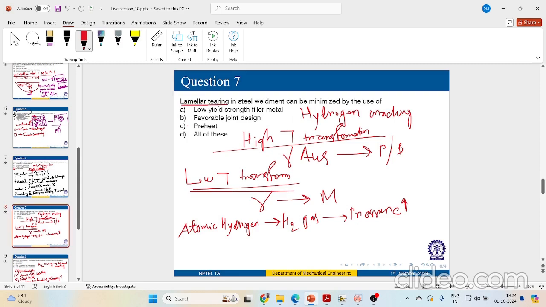Then I ask about lamellar tearing. Just now I talked about lamellar tearing in steel elements that can be minimized by favorable joint design, if you are designing the joint in such a way that the residual stress, the contraction, will be in the rolling direction rather than in the transverse direction. That will minimize your lamellar tearing. Along with that, preheat and low yield strength filler metal will also work in your favor to reduce the lamellar tearing, right? So all of these are true.